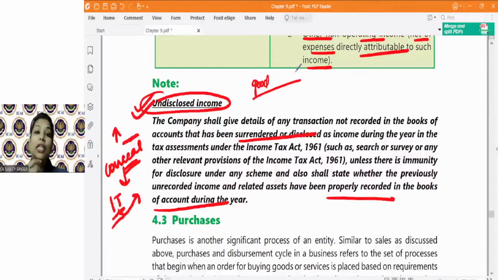ठीक है, मैनेजमेंट को खुद से बताना कि हाँ भाई हमने ऐसा किया था और अब हमने प्रॉपरली रिकॉर्ड कर लिया है इन द बुक्स ऑफ अकाउंट. ठीक है. नाउ देयर इज वन लाइन व्हिच सेज दैट this is not required unless there is immunity for disclosure.